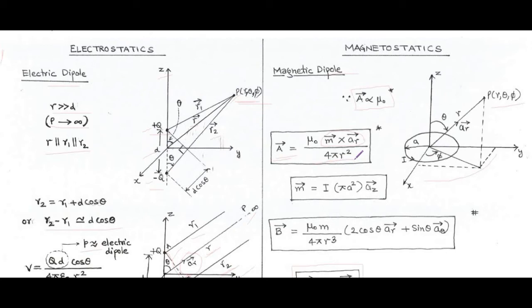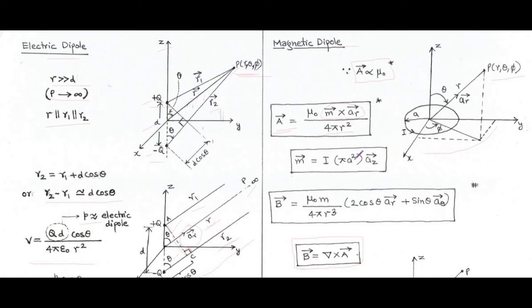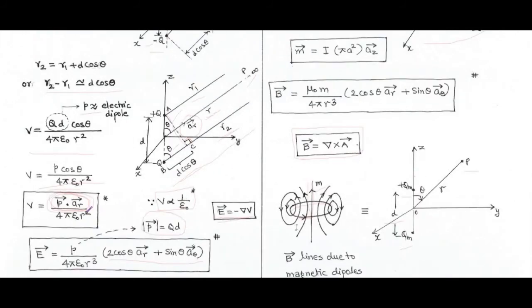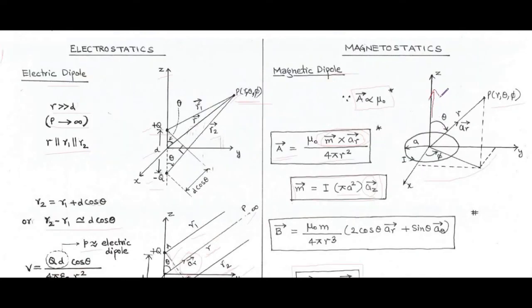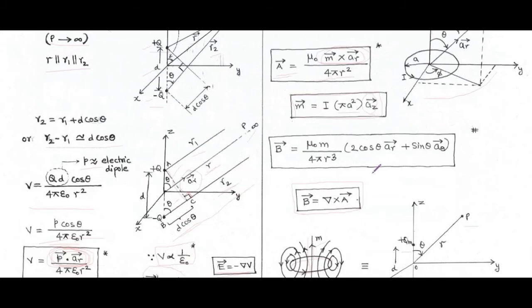So we simply take a comparison to determine the A vector with the help of the potential due to an electric dipole. In an electric dipole, the potential has a dot product of p vector and unit vector r, but in a magnetic dipole, the magnetic vector potential has a cross product of m vector and unit vector r. Here the magnetic dipole moment is denoted by small m vector, and it equals the product of current and area of the loop, that is pi a square. Its direction is towards the z axis, determined by the right hand thumb rule. To determine the magnetic flux density B vector, we use the relation B vector equals curl of A vector.